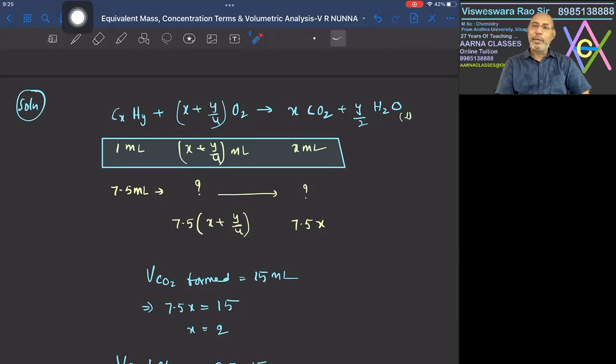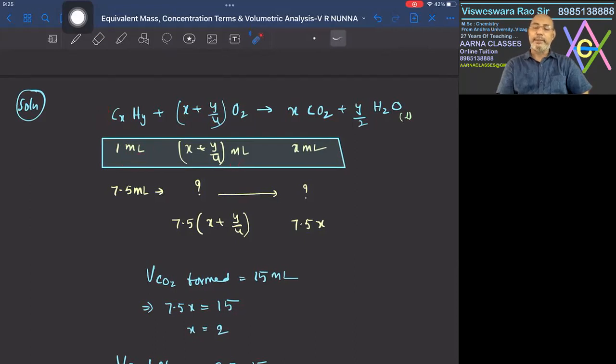Once you have the stoichiometric coefficients, you can write 1 ml. Immediately you point out, sir, here 1 generally means 1 mole. So 1 mole of hydrocarbon reacts with x plus y by 4 moles of oxygen gas and gives x moles of CO2 and y by 2 moles of water. That is what a stoichiometric coefficient means. But you are not writing that immediately; you are writing in volumes.